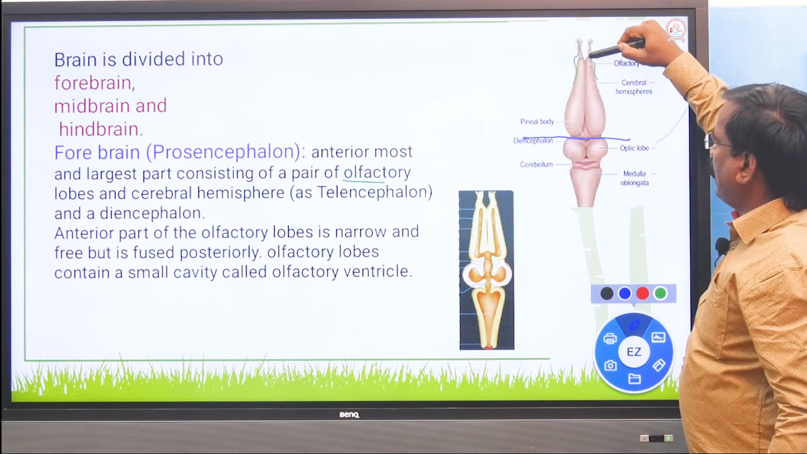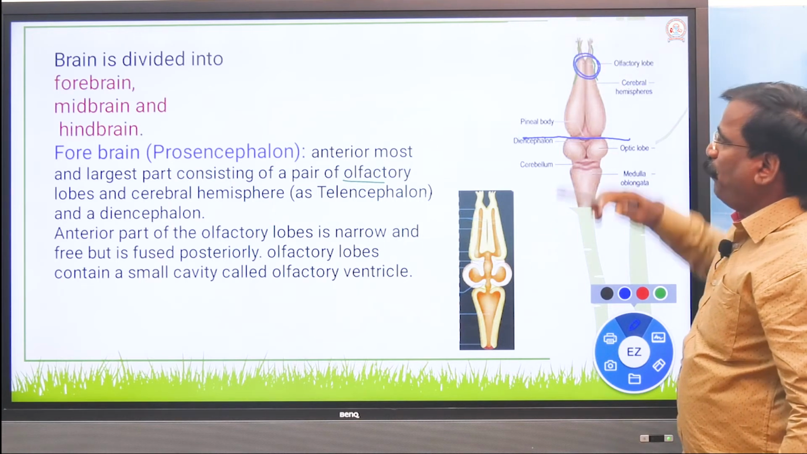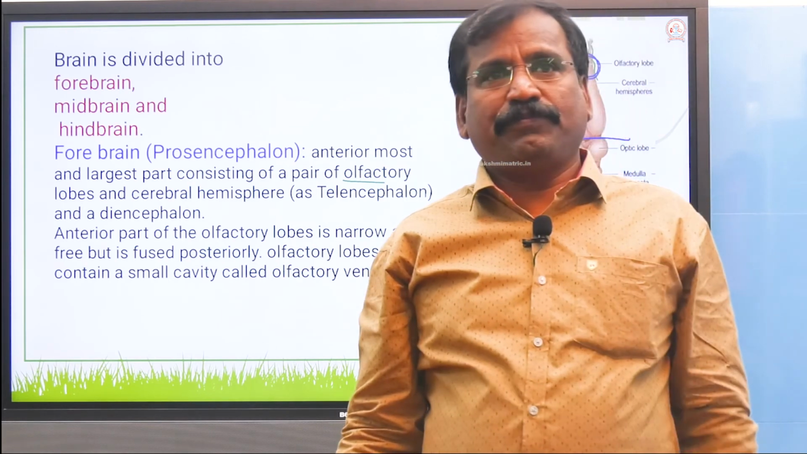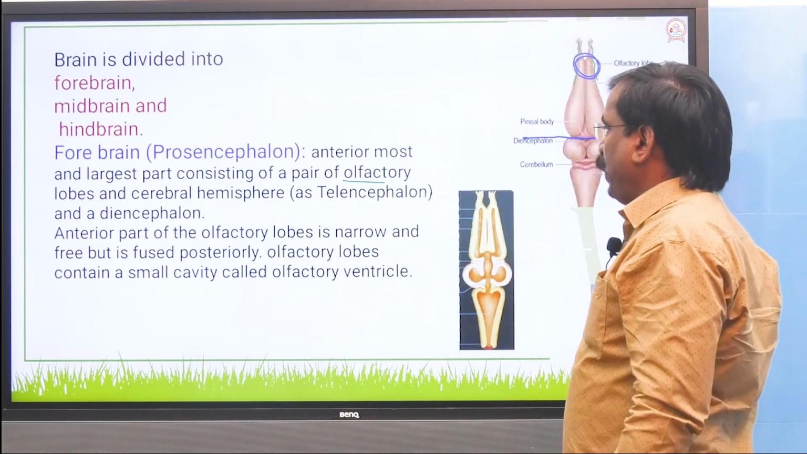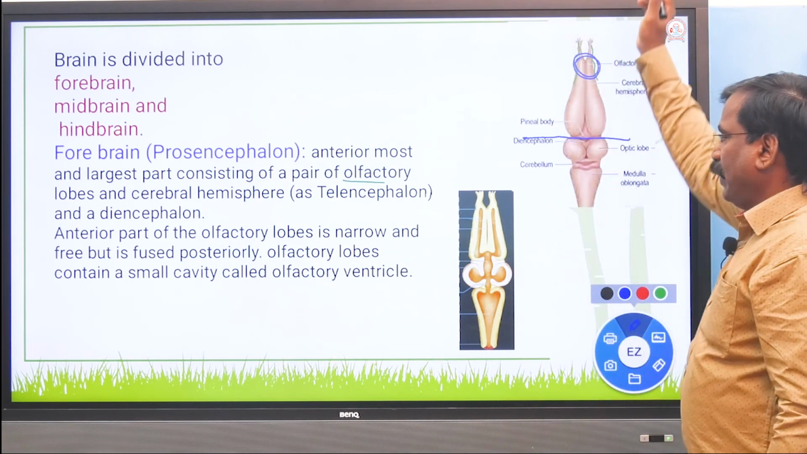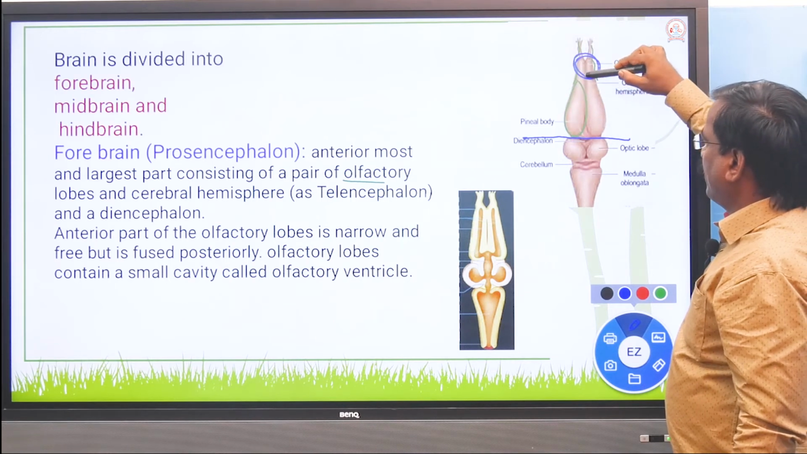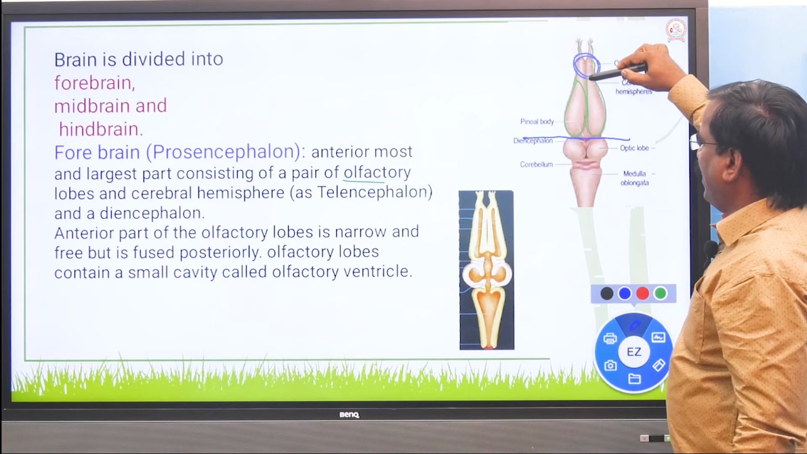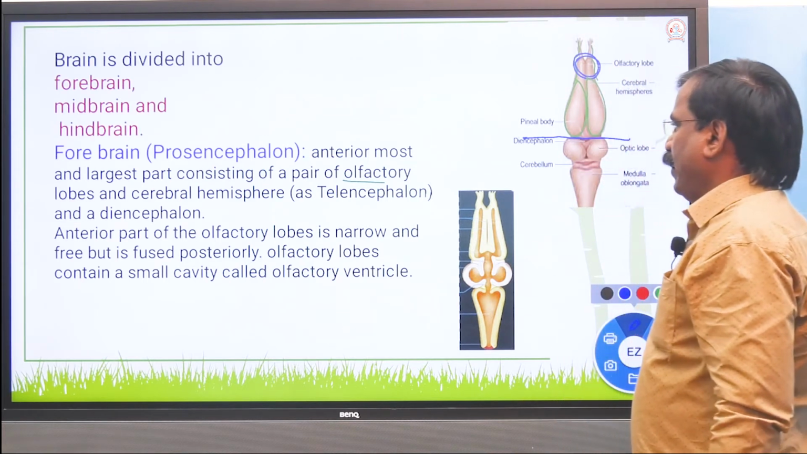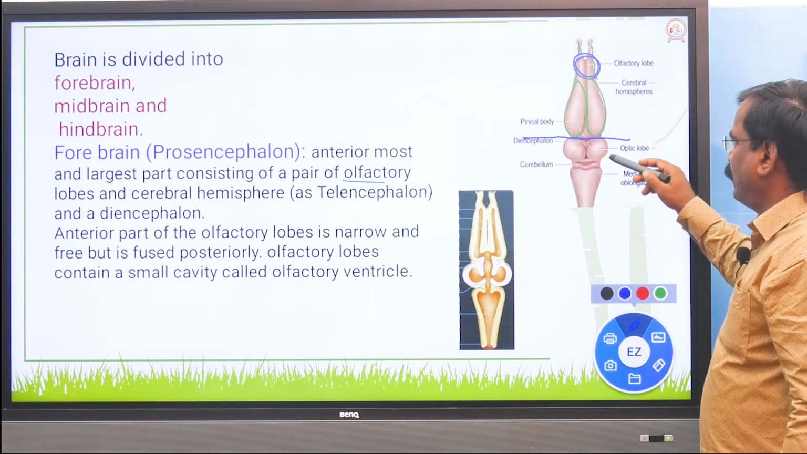A pair of olfactory lobes, you know, for the sense of smell. Then the cerebral hemispheres. Look, this is the cerebrum. There are 2 cerebral hemispheres. That is the cerebral hemispheres, and the diencephalon.